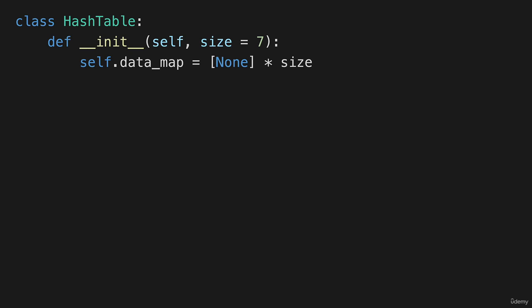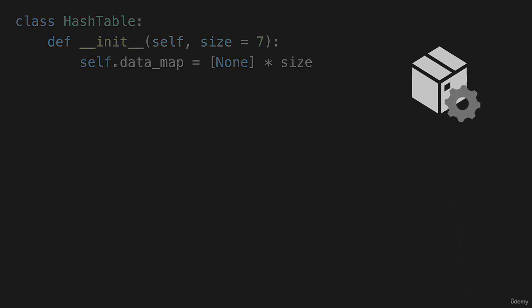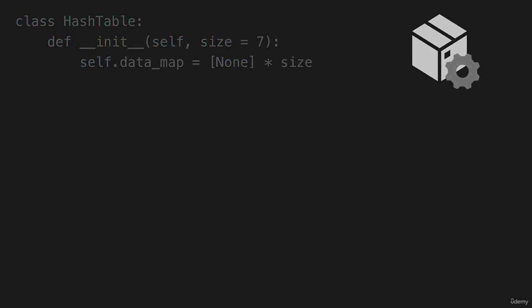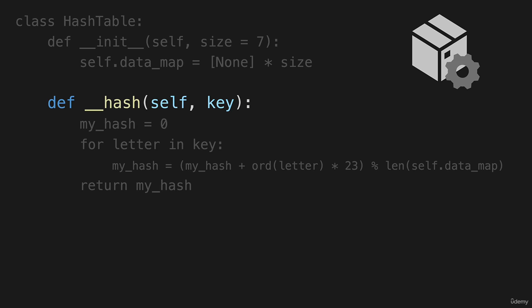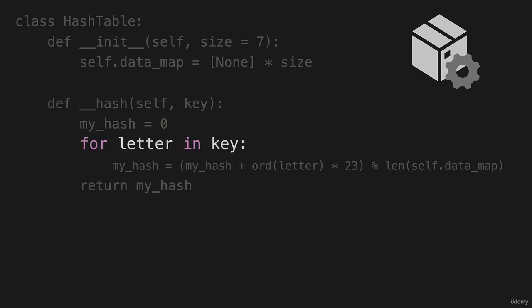In addition to creating this constructor, I also want to create our hash method. So I'm just going to bring in all of the code for that at once, like this. Remember, the hash is what we pass the key to determine the address where we store that key value pair. So let's walk through how I created my hash method here. We're going to have a variable, my_hash. We're going to initialize it to 0. Then we'll loop through the letters in the key that we passed the hash method.